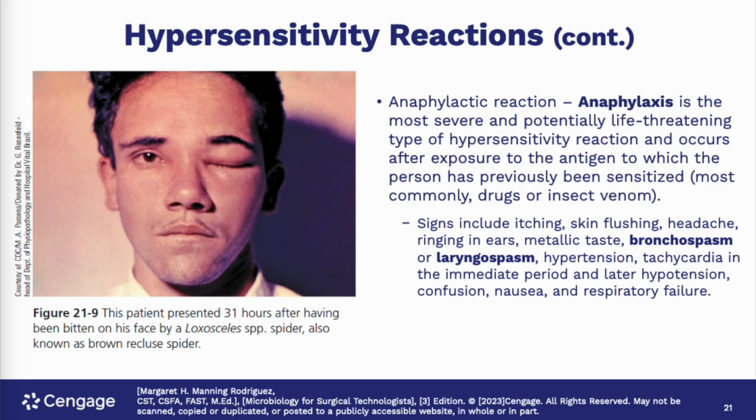We look at anaphylactic reaction. Now, anaphylaxis is the most severe and potentially life-threatening type of hypersensitivity reaction and occurs after exposure to the antigen to which the person has previously been sensitized, most commonly drugs or insect venom. So you have a couple signs. They include itching, skin flushing, headache, ringing in the ears, bronchospasm, laryngospasm, hypertension, tachycardia, and you see the rest up there.